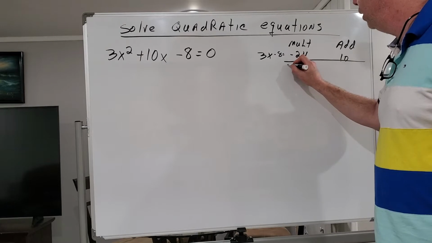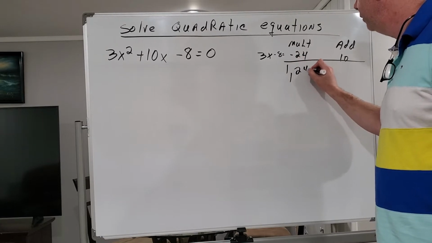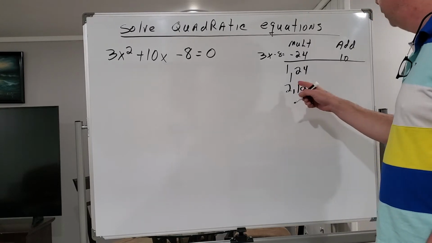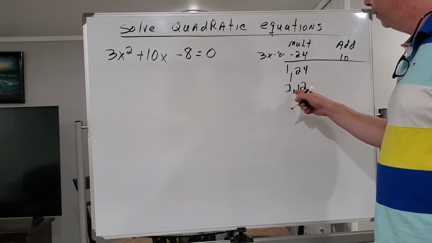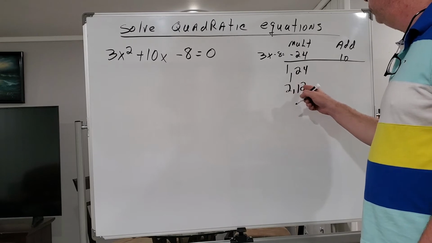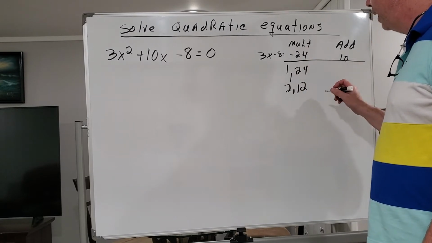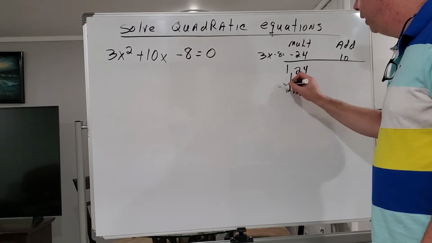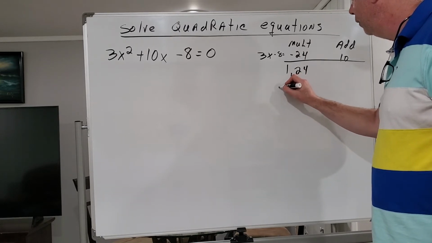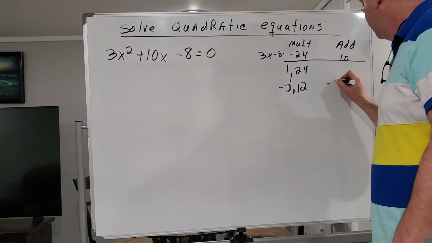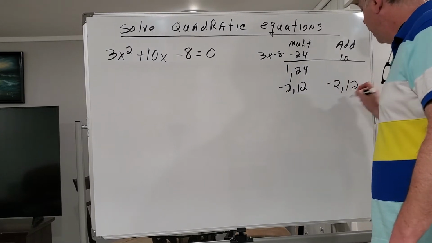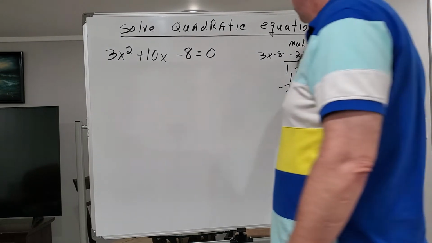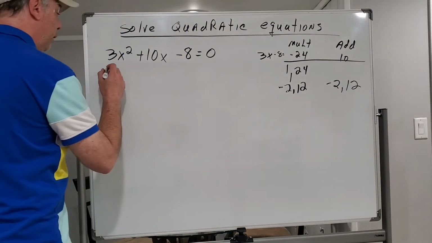So we go, all right, well, 1 and 24, that doesn't work. 2 and 12, that's going to then work, right? So we got 2 and 12. 2 times 12 is going to give us 24. It's got to add up to 10. So therefore, that means that this has to be a negative. So negative 2 plus 12 gives me positive 10. Negative 2 times 12 gives me negative 24.